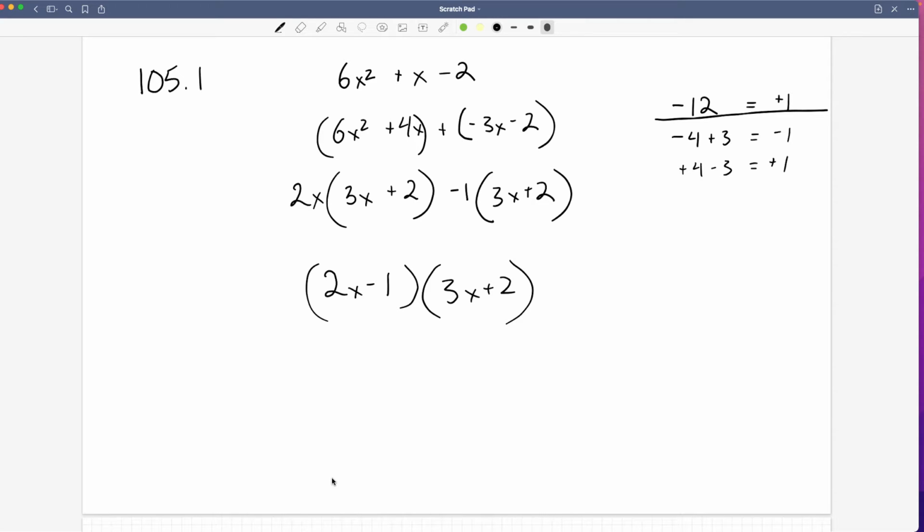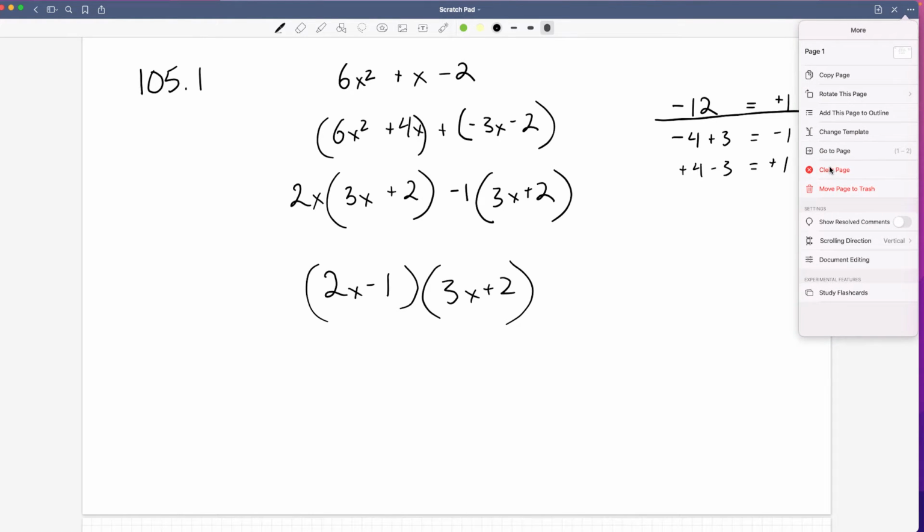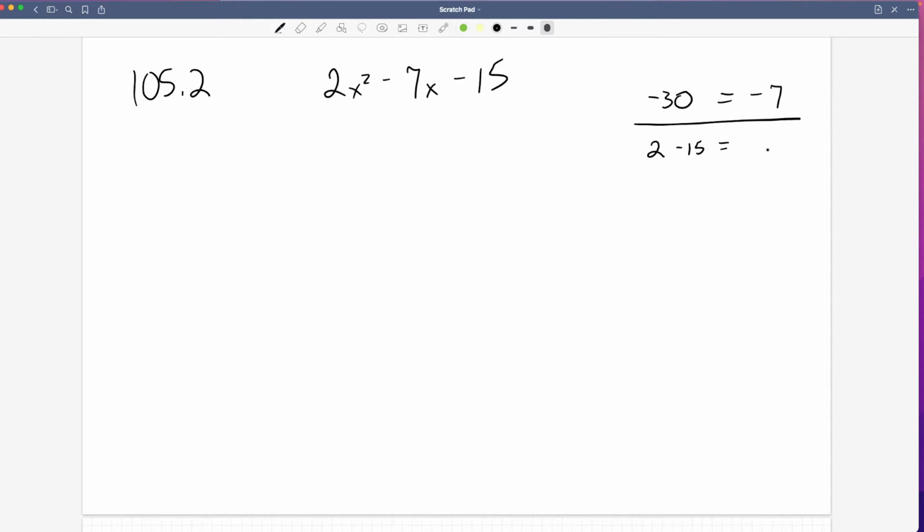Let's try another one. Let's see if we could do that again. Now you could always try to figure it out the hard way, but this is going to be the easiest way to do that. 105.2, and we have 2x squared minus 7x minus 15. So we multiply the extremes, we get -30, and it has to equal -7. The factors of -30 have to equal -7. So let's see, we have 2 times -15. That's -13. That doesn't work.